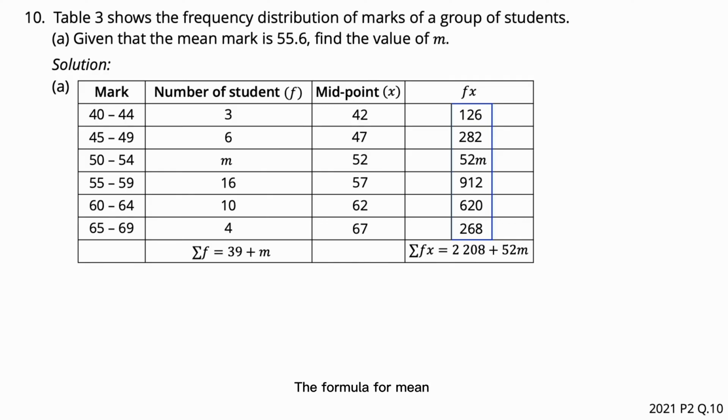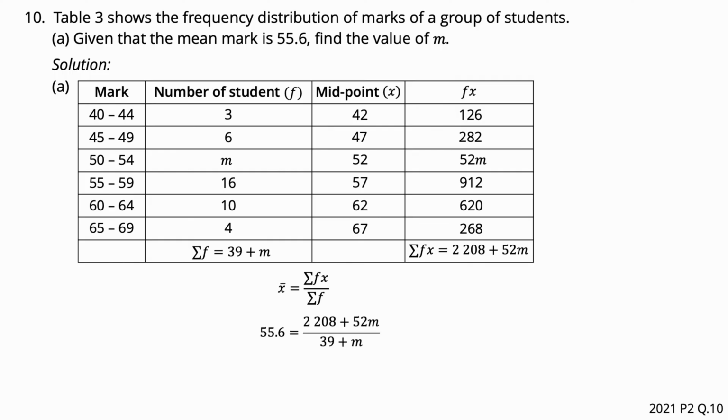The formula for mean equals sum of Fx divided by sum of F. Substitute the values obtained into the formula. 55.6 equals 2208 plus 52M divided by 39 plus M. Transpose 39 plus M to the left-hand side and multiply with 55.6. The calculated result is 11. M equals 11.